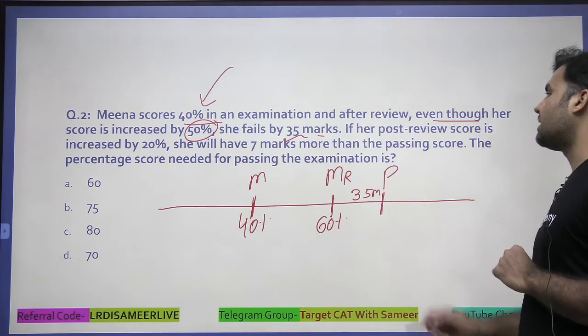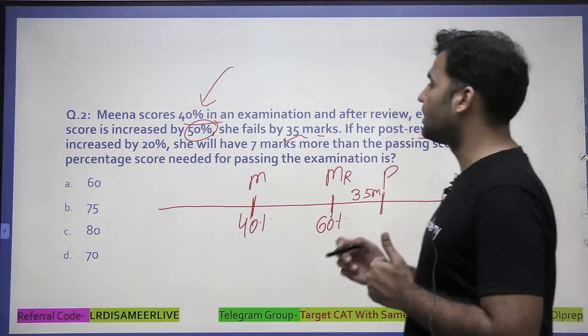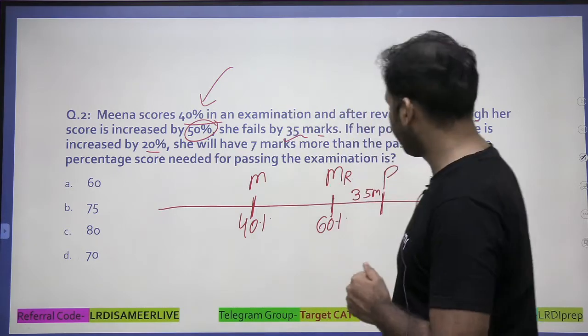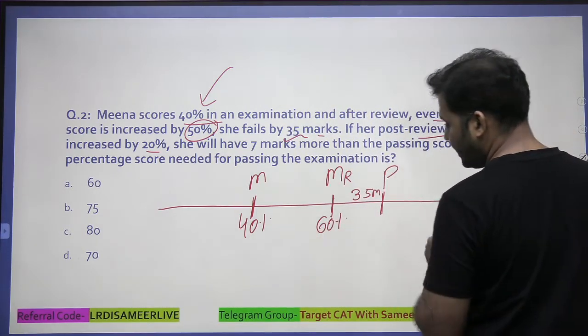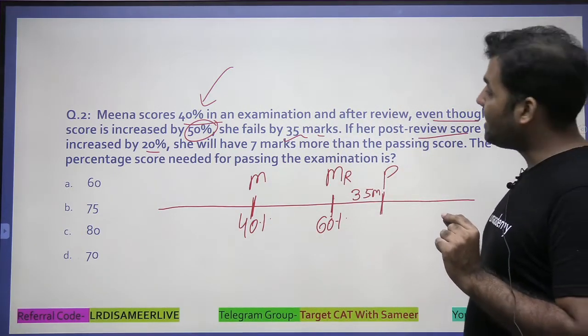Now next it says her post review score is further increased by 20%. Now Meena's review marks are 60%, and these marks are getting improved by 20%.